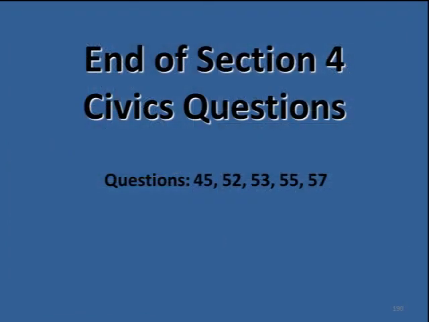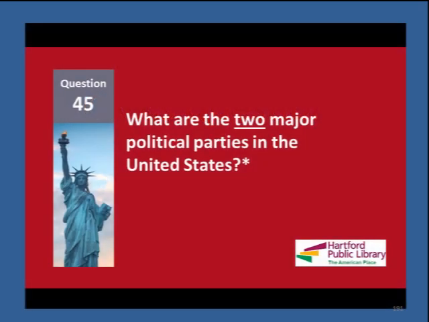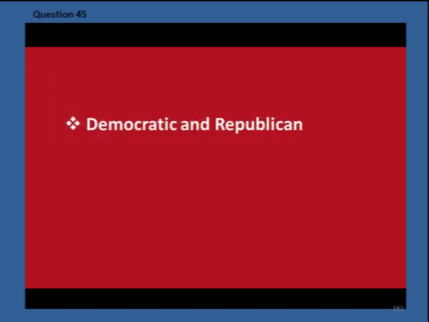This is the end of Section 4. We will now practice the related civics questions. Question 45. What are the two major political parties in the United States? Democratic and Republican. The two major political parties in the United States are the Democratic and Republican parties.